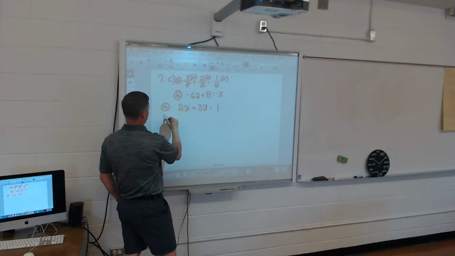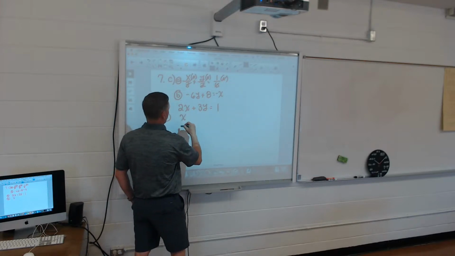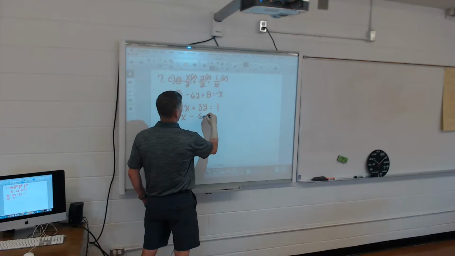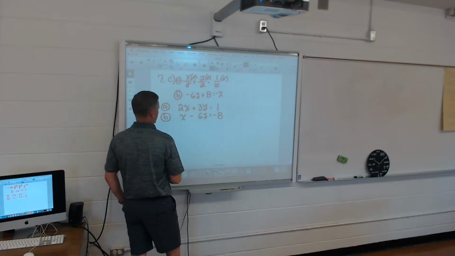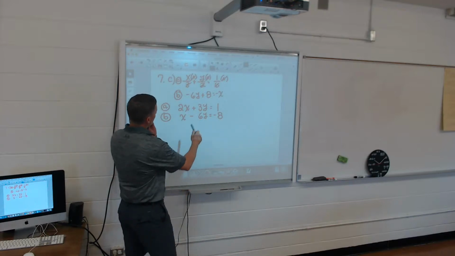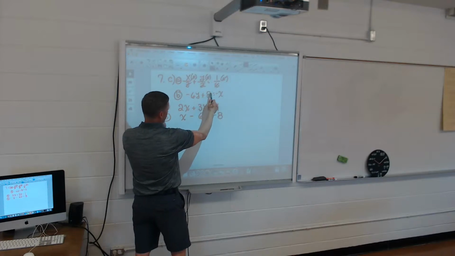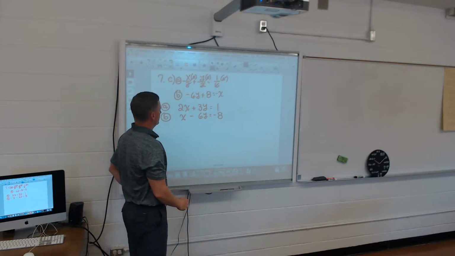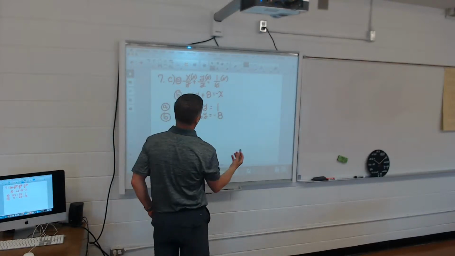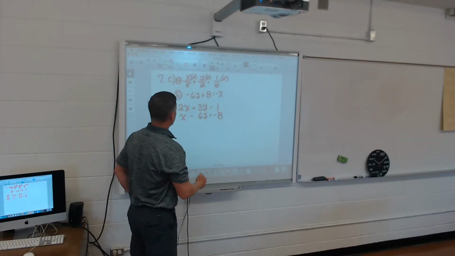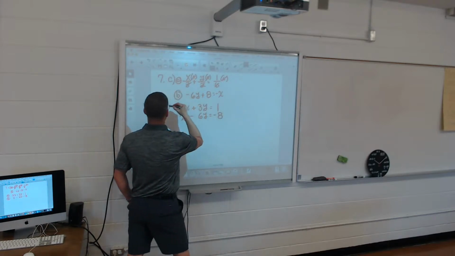In B, I'm going to arrange it a little different. I'm going to move the x over and the 8 over. Okay, so I added x to this side. So x subtract 6y. I subtracted 8 to that side. It wants us to do elimination method. Okay, so elimination method, I'm going to multiply this top one by 2.